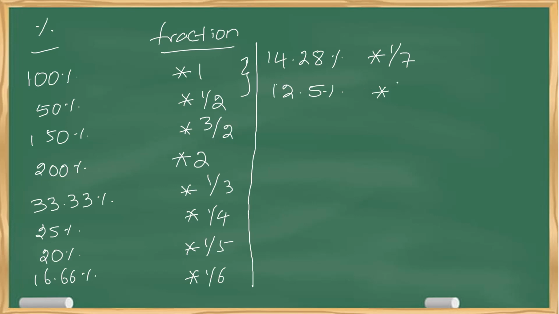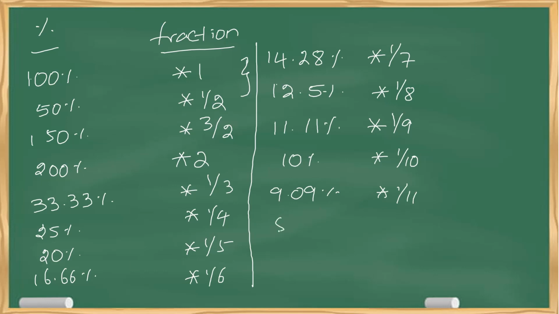12.5% is equal to how much? 1 by 8. 11.11%, that is the fraction equivalent of 1 by 9. 10%, that is equal to 1 by 10. Next, 9.09%, 1 by 11. Next, 8.33%, that is equal to 1 by 12.